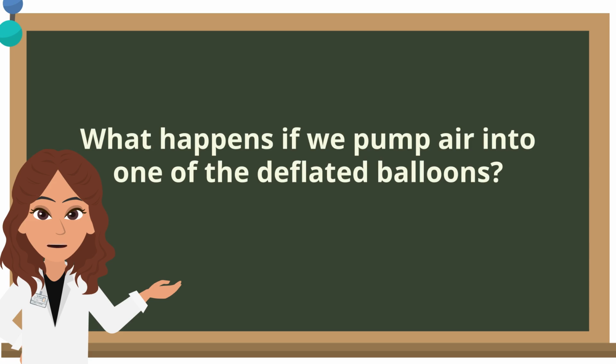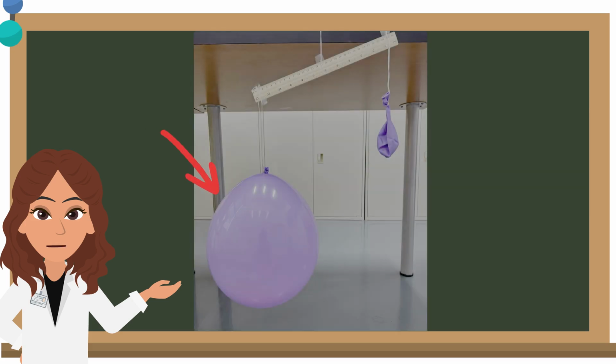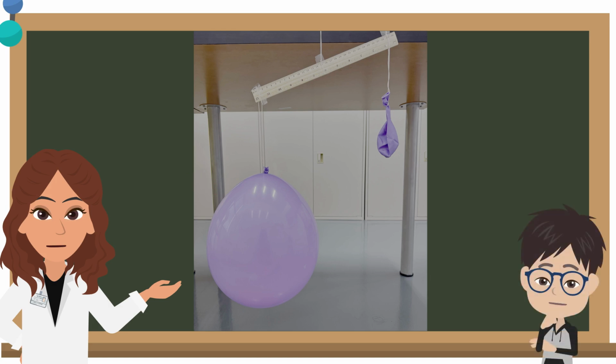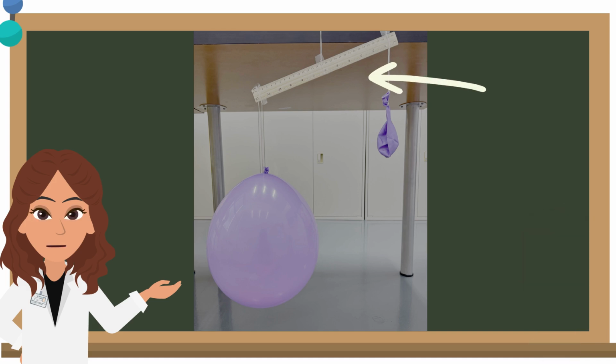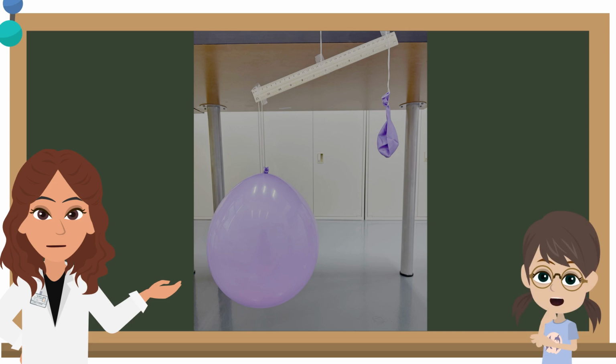Next, let's see what will happen if we pump air into one of the deflated balloons. Did the space occupied by the air inside the balloon increase? As there is more air inside the balloon now, the space occupied by the air inside the balloon increased. The balloon expanded. Let's observe the ruler once more. Is it straight or tilted? Whoa! The ruler is tilted towards the inflated balloon.